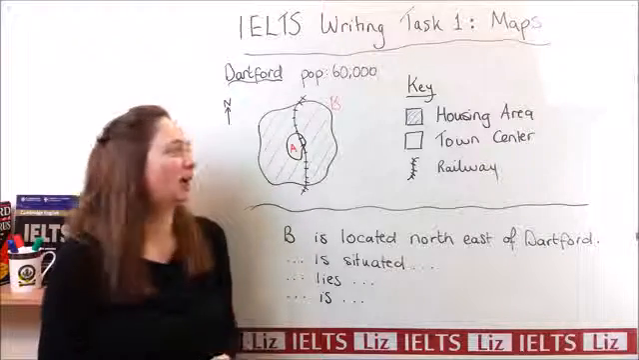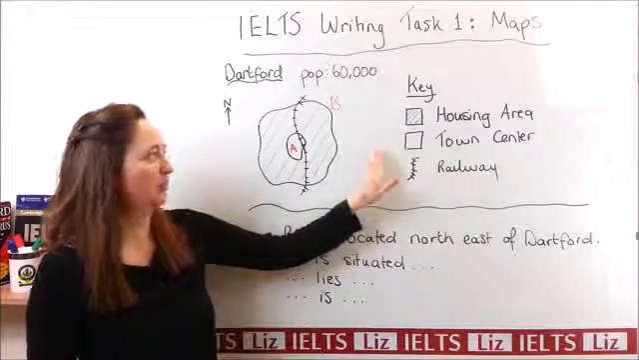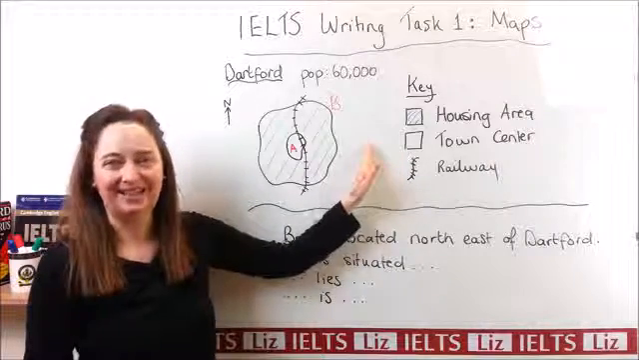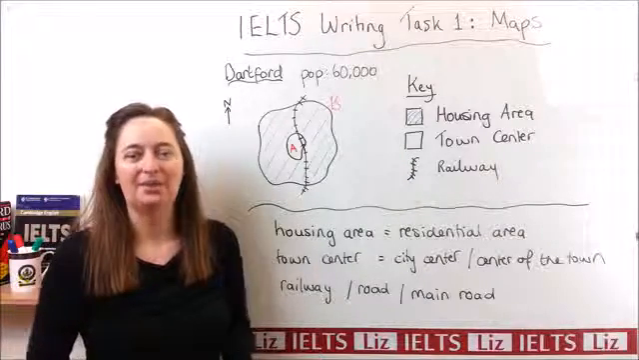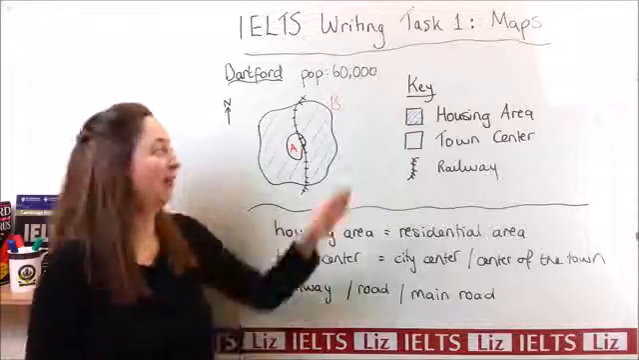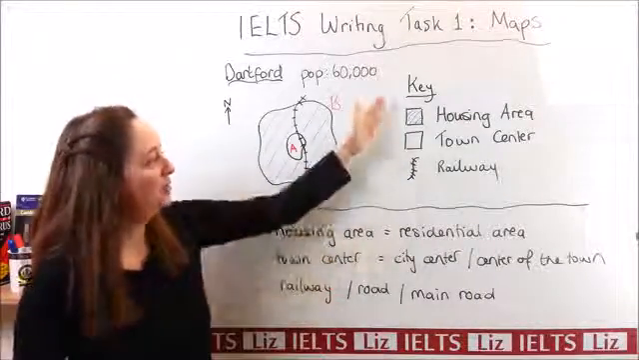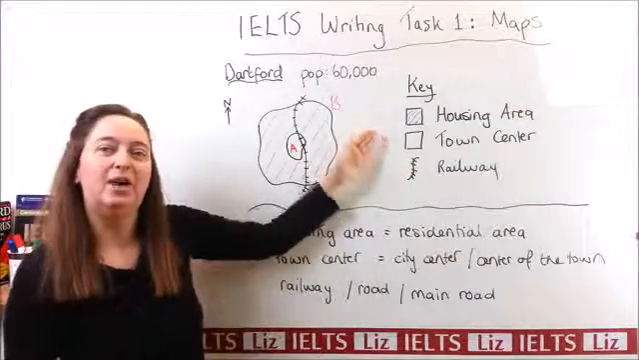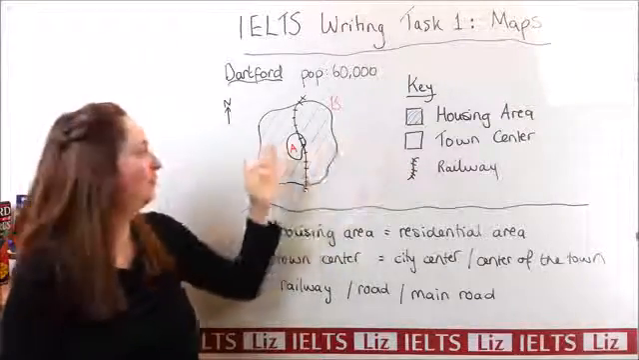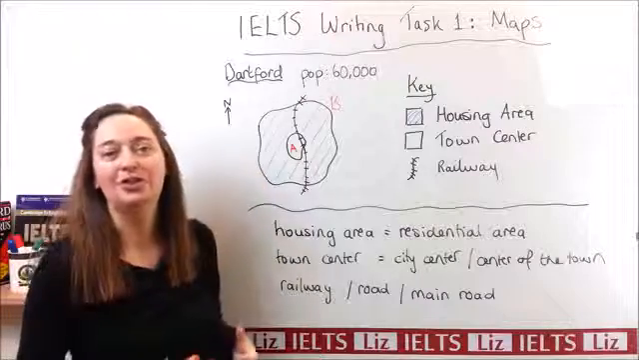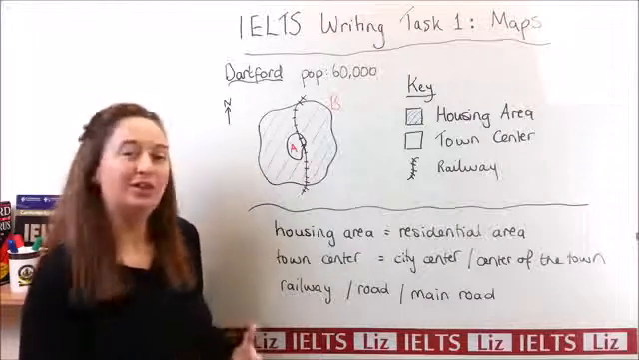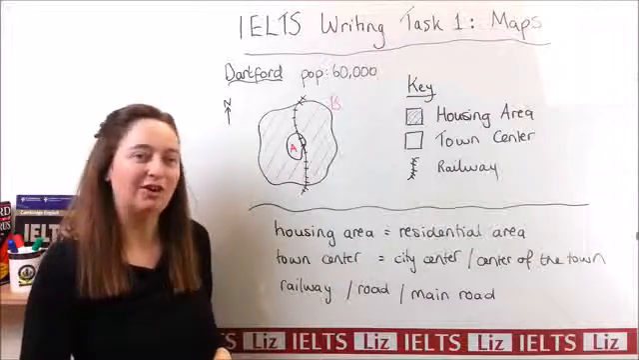Well, let's move on, and I want to have a look at this part of the map, which is the key. Most maps that you will get in IELTS have a key. Not all of them, but many. And you need to look at this key because it will tell you what the information on your map shows. So you need to look at that key before you start writing.